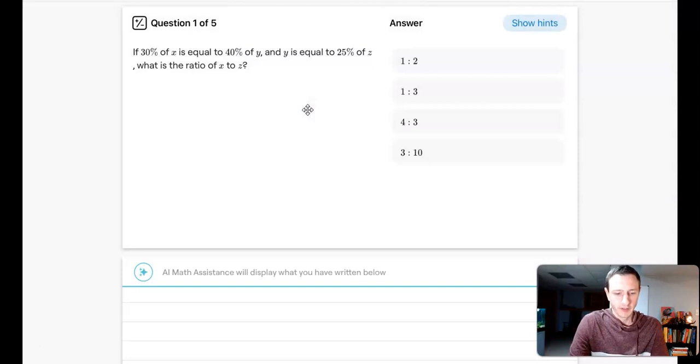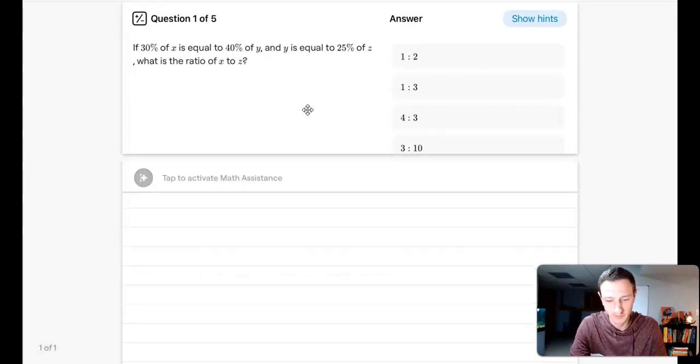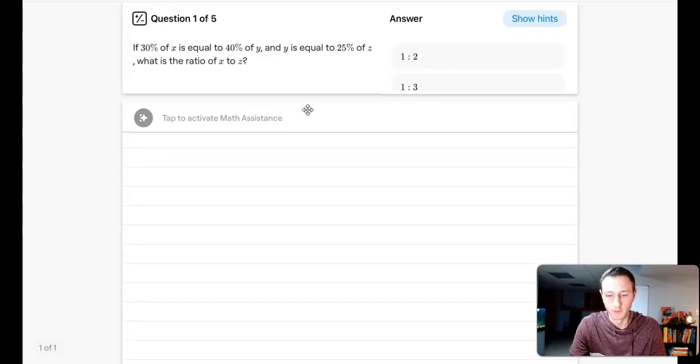If 30% of x is equal to 40% of y, and y is equal to 25% of z, what is the ratio of x to z? Right off the bat, I don't know. Let's just start setting up some things. So if you're ever in this situation where you don't know, just start writing things down.